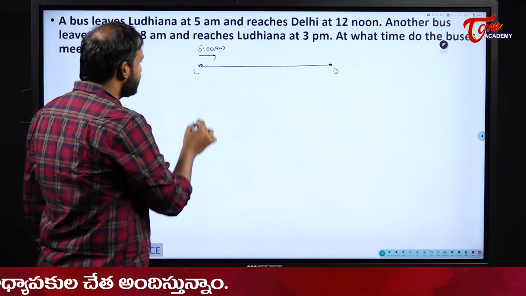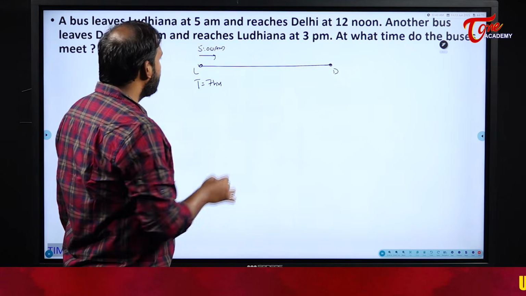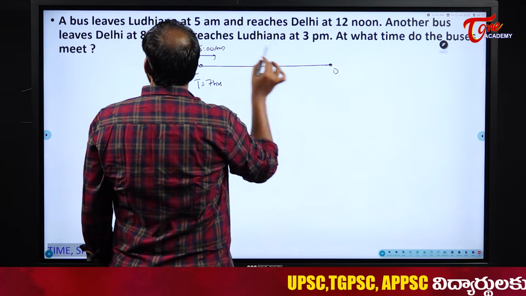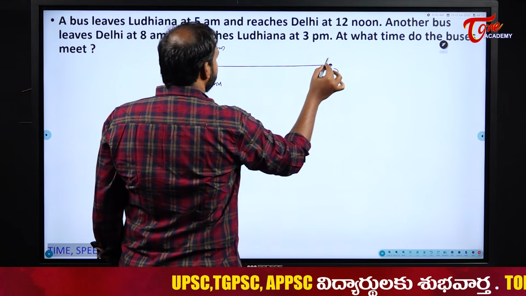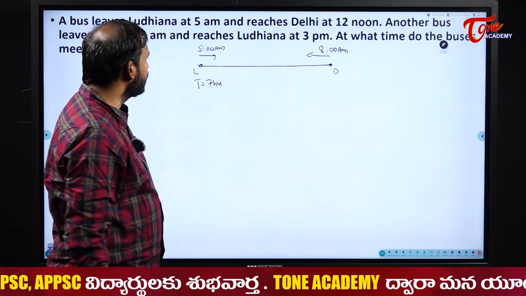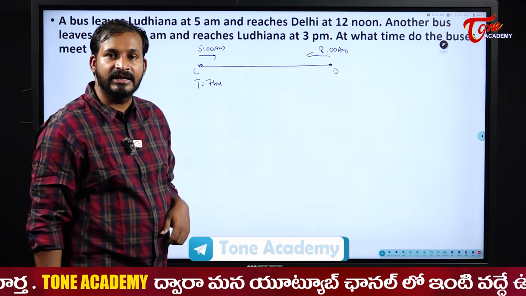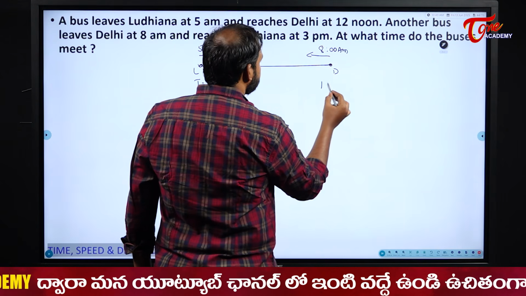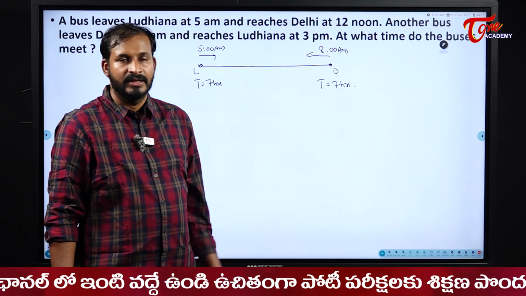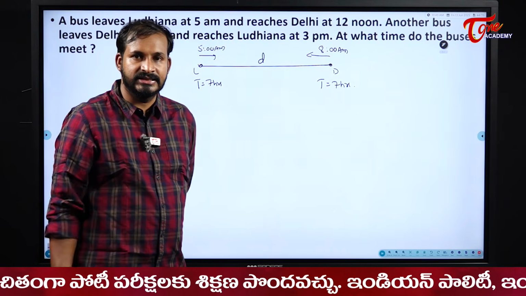That means what is the duration? Tell me. 7 hours is the duration. But we don't know what the distance is. Put that aside for time. Now the other bus leaves Delhi at 8 am and reaches at 3 pm. What is the time here? 8 am to 3 pm. Here also the time is 7 hours. Anyway, distance is same. Distance remains same.